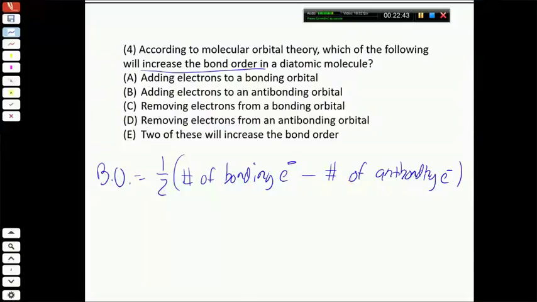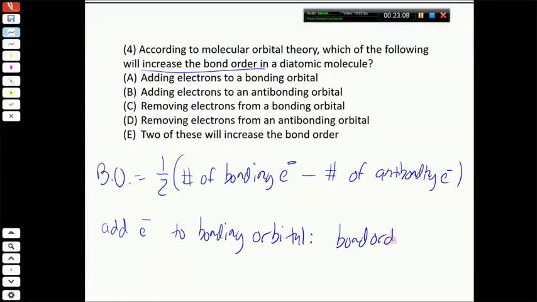If you look at this equation here, if we want to increase the bond order, we need to either increase the number of bonding electrons, or we need to decrease the number of anti-bonding electrons. And both of those will then result in an increase in bond order. So to write that out, if we add electrons to a bonding orbital, the bond order is going to go up. And then if we add electrons to anti-bonding orbitals, it will go down.